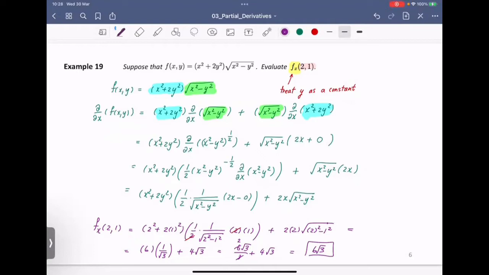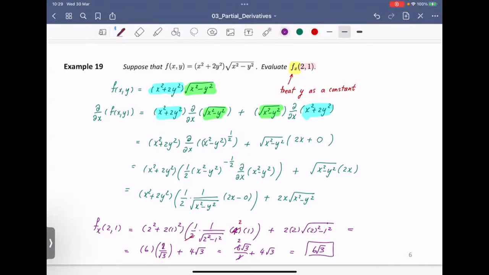Hold on. 4, 5, 6. Okay, I think I did it right. Okay, 2x is not 2. Sorry, that's why. This is 4. This is 4, and that is going to be 2. So you need 2 here as well.